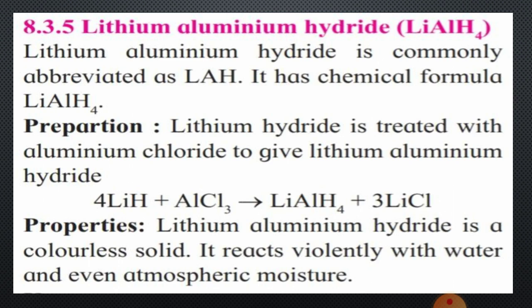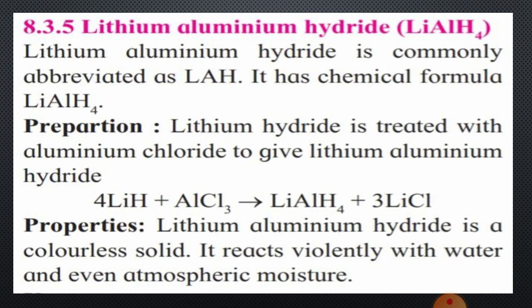So here the next compound is lithium, symbol Li, aluminium Al, hydride H4. So lithium aluminium hydride. Lithium aluminium hydride is commonly abbreviated as LAH. LAH means L for lithium, A for aluminium, H for hydride. So it is commonly known as LAH. The chemical formula for lithium aluminium hydride is LiAlH4.